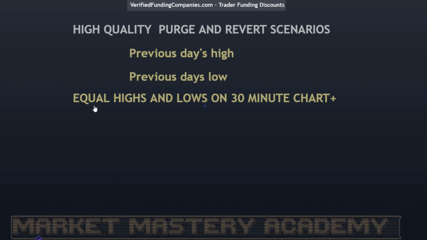The higher the time frame, the more traders that are going to be placing stops there, because under a 30-minute chart is a 15-minute chart, same equal lows. Under a 15-minute chart, there's 5-minute lows, same equal lows. Under there, you have 3, 2, 1, and so on. So the higher the time frame, the more liquidity built up below them.